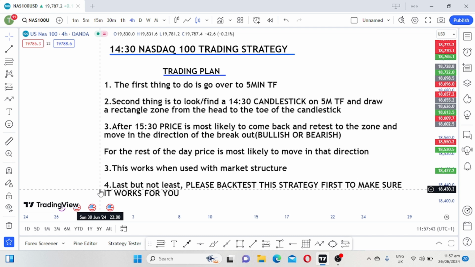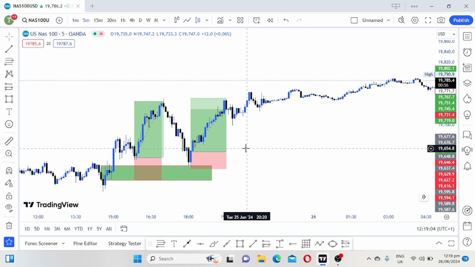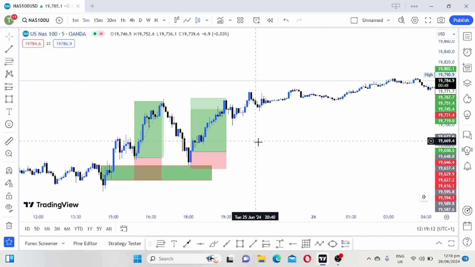So now, guys, let's get to the charts so that I can show you how to apply this strategy in the real market. So yeah, as you can see now, guys, we are on the chart of NASDAQ 100. Now let me quickly show you the first thing that we can do.